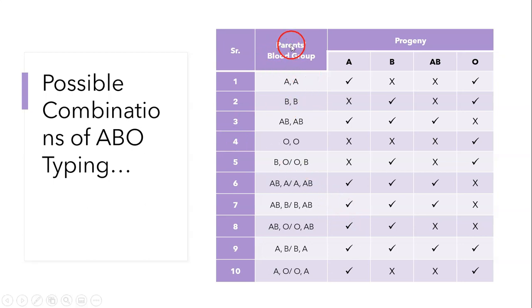So if these are the parents' blood groups, say maternal blood group is A and paternal blood group is A, then the possibilities for progeny are A or O. There cannot be the possibility of B or AB. In BB, it will possibly be B itself and O. AB will give A, B, AB, but O is impossible. Then OO will give O only for progeny.